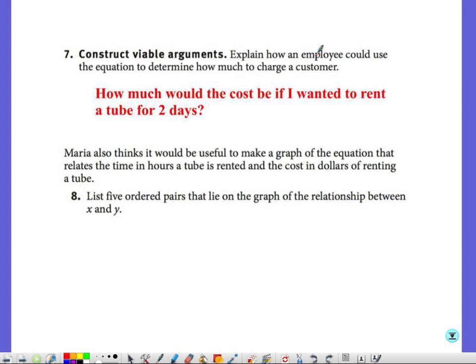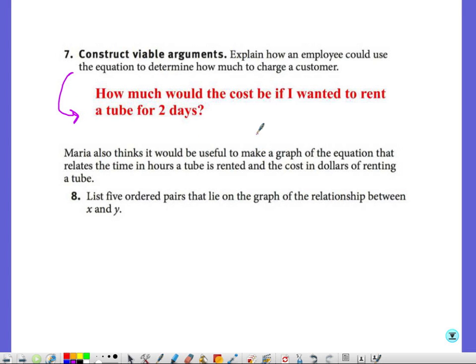Number 7, explain how an employee could use the equation to determine how much to charge a customer. Okay, so the guiding question for this one is basically how much would the cost be if I wanted to rent a tube for 2 days. And the way this is basically you as the entrepreneur explaining to an employee of yours how much they would charge. So I'll leave this up to you to come up with your own explanation.